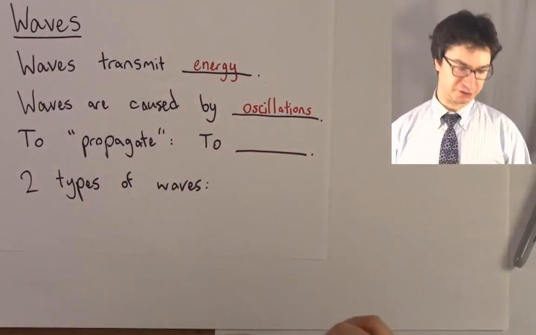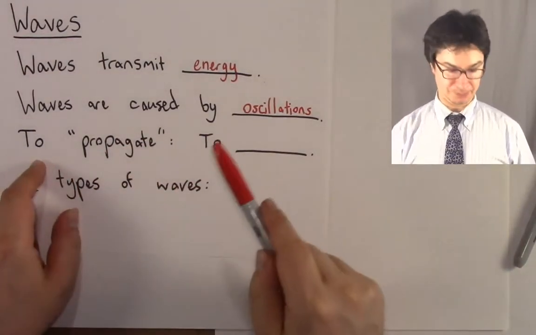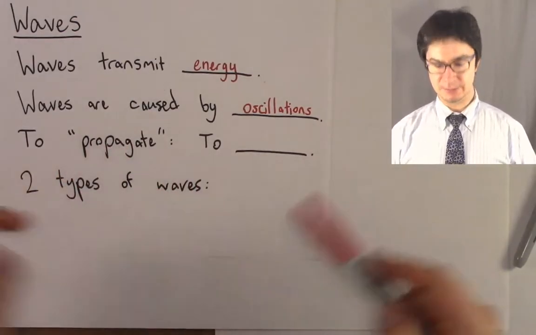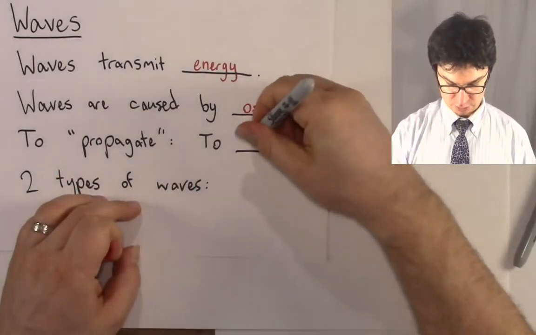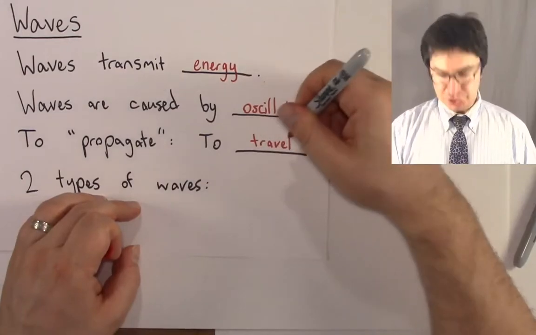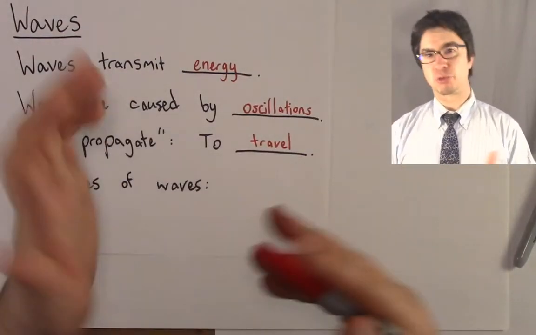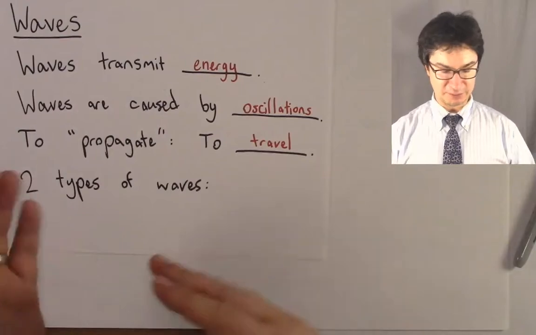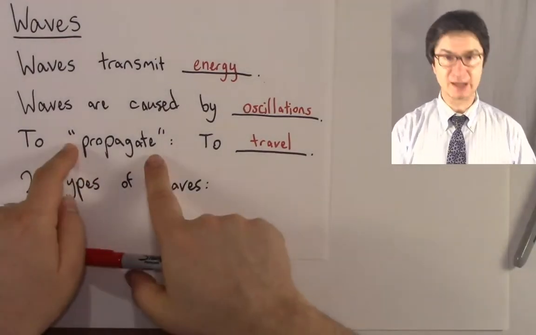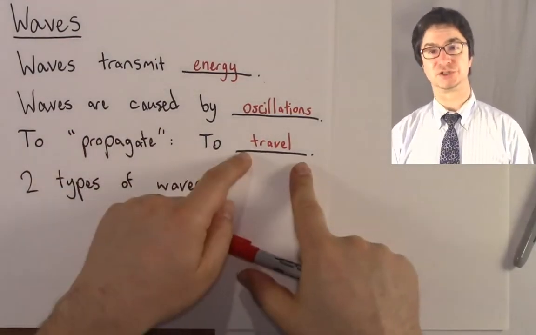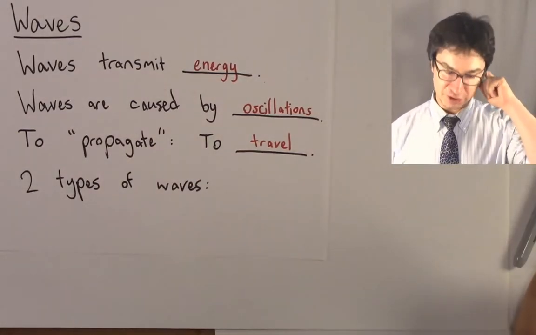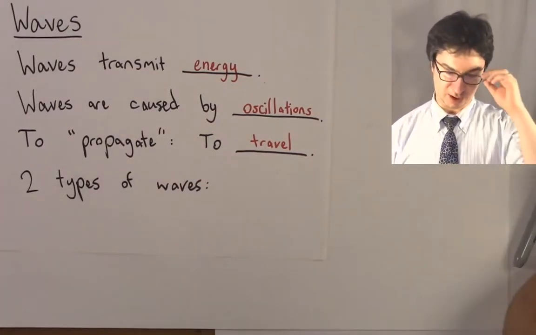Another word that we want to start to get familiar with is the word propagate. And the word propagate simply means to travel. So often you're going to hear people say the wave is propagating through space, or the wave is propagating through time. Propagating is simply a word that means to travel. Okay? And what we want to do now is look at the two types of waves.